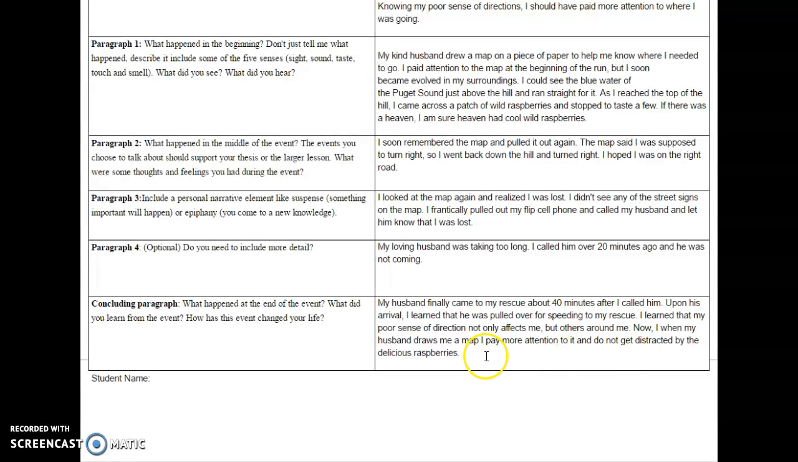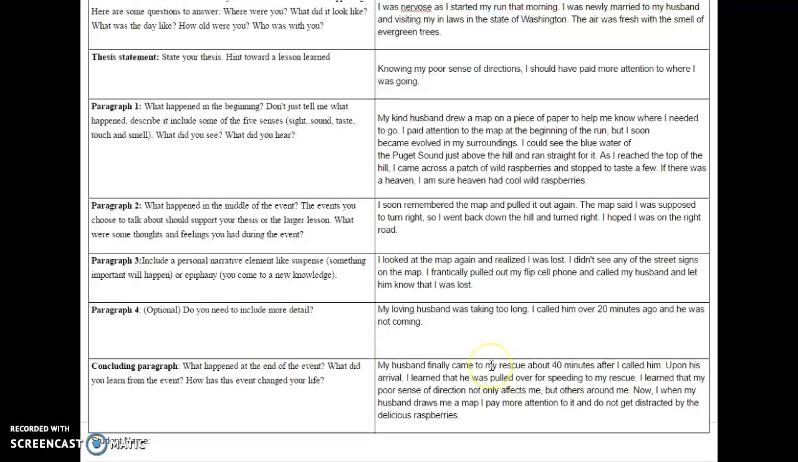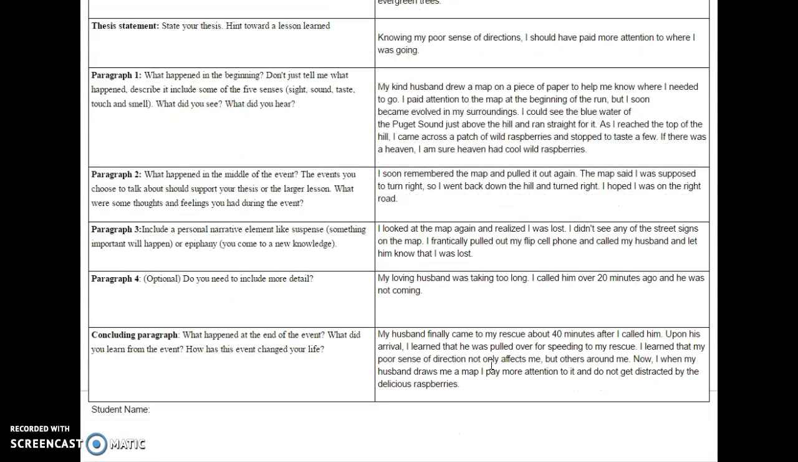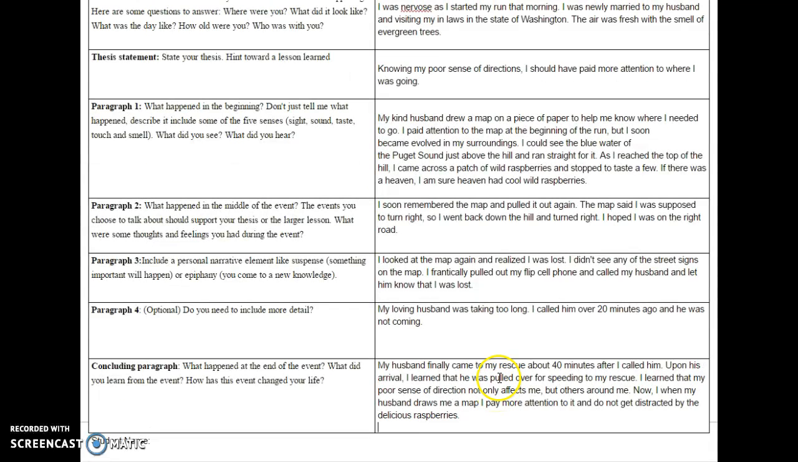by the delicious strawberries. So you can see that this may sound like a little silly story about my poor sense of direction, but it really does affect me and how I drive and live my life. So this is an important event that happened to me. And the event you choose may be sad or silly, but you learn something from it, and that's what's important.